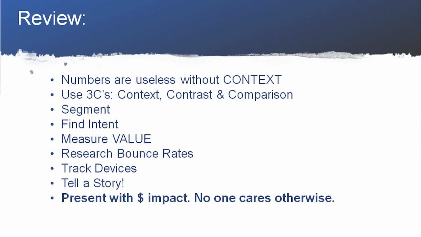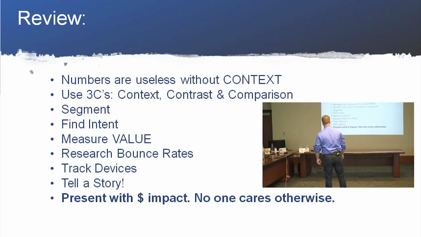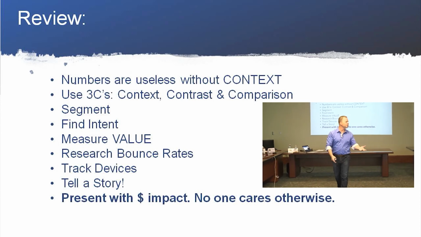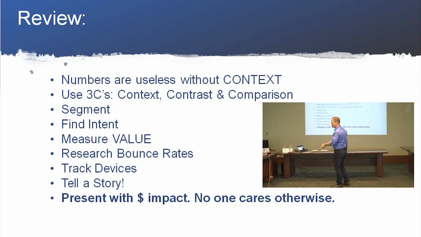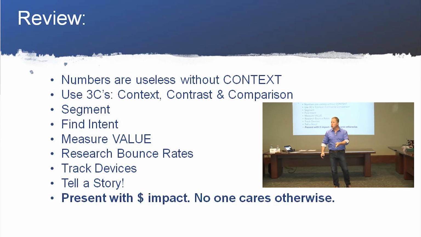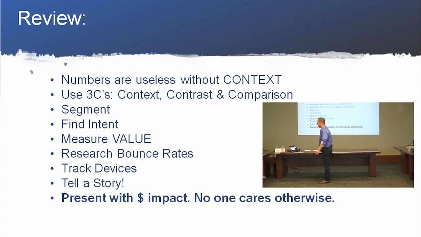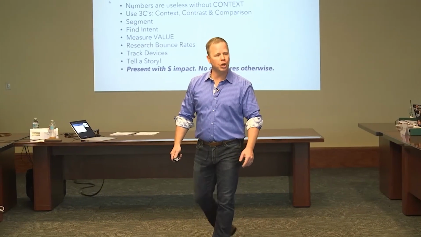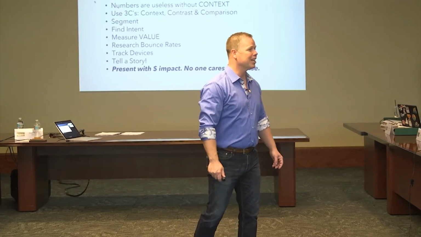Numbers need context, otherwise they're useless. Use the 3 C's of context: contrast and comparison, which means you're going to segment. Segment by source, segment by offer, segment in all different ways, and figure out what people wanted, because that will determine what they do when they come to your site. Then measure that by value. How do I put a dollar sign on that? When you've got value, you can tell a story and present with impact. Money to be made is good. Money to be lost is better. That's what gets people's attention.